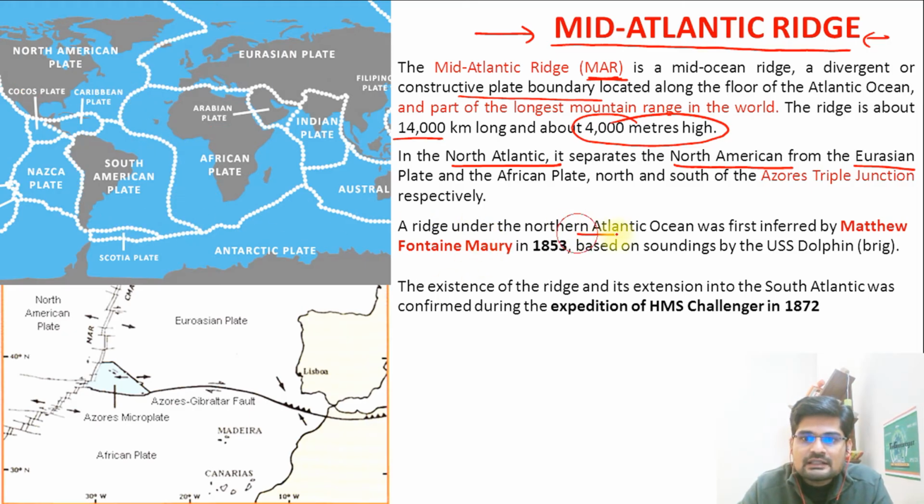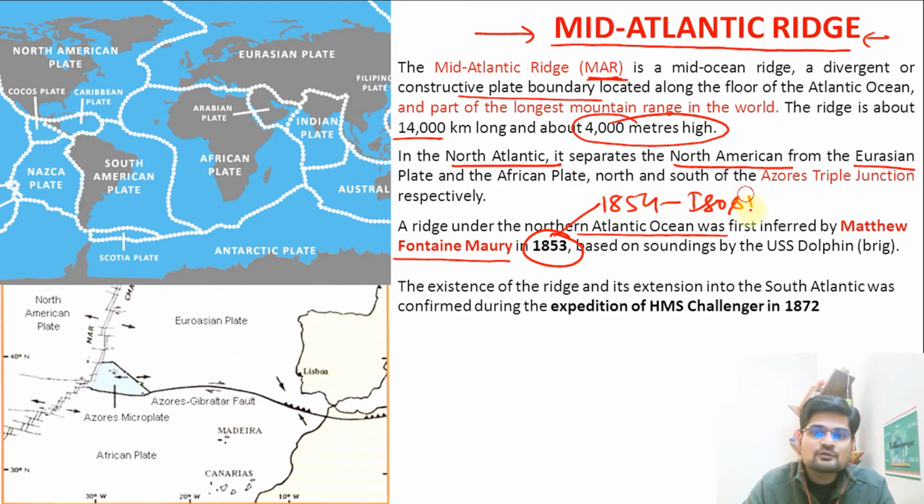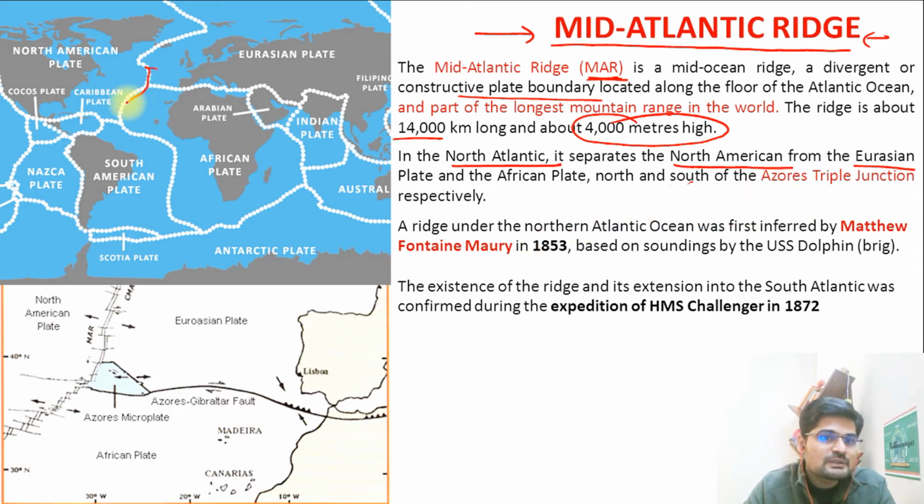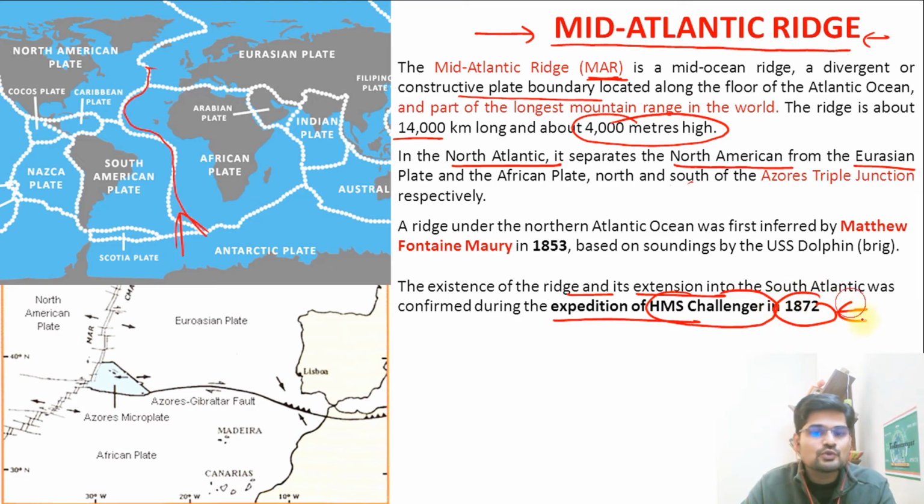Now the ridge under the Northern Atlantic Ocean was first inferred or discovered by Matthew Fontaine Maury in 1853. Remember, this was the same time during 1854 when isostasy also was being studied, right? So isostasy was being studied by Pratt and Airy in 1854, 1859. So this was the same time when this mid-oceanic ridge was also being studied. That's why Pratt's concept talks about this mid-oceanic ridges. Remember that? And the existence of this ridge and its extension into South Atlantic was confirmed during the expedition of Challenger, that is 1872. So remember, this is important to remember in this particular way.